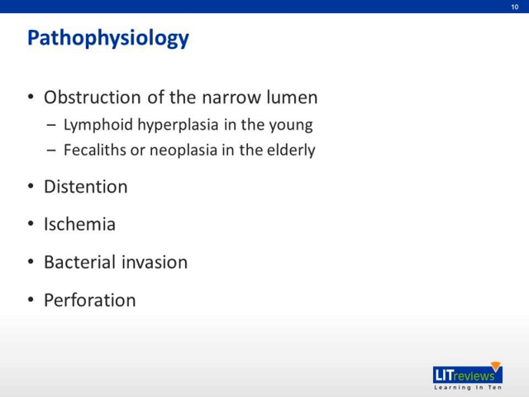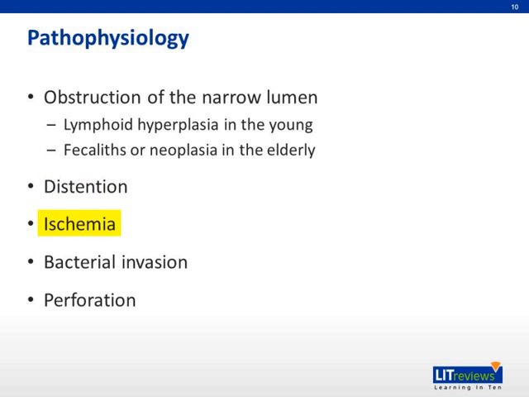Age is also related to the cause of the obstruction. In the young, lymphoid hyperplasia due to infection is a common cause, whereas in the elderly, fecaliths or neoplasia are more common causes. Regardless of the etiology of the obstruction, the appendiceal mucosa continues to secrete. Without an outlet, the lumen quickly fills with mucus and the appendix distends. It is this distension that first causes the dull, diffuse pain seen early in the course of appendicitis.